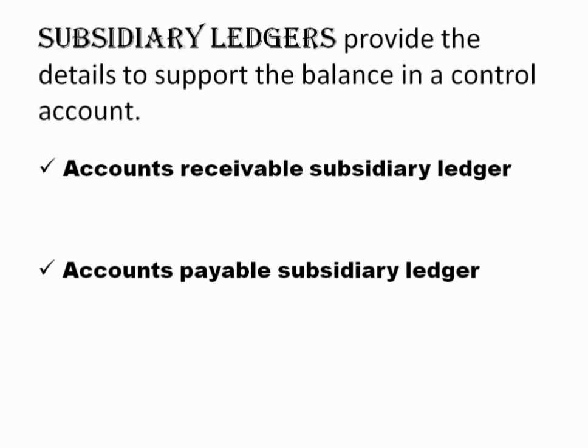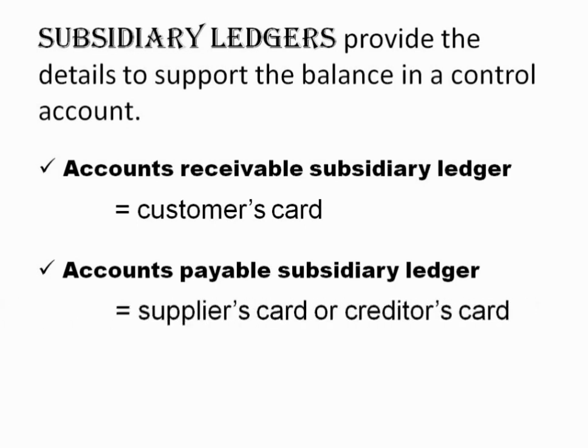An accounts receivable subsidiary ledger, also called a customer's card, is maintained for each customer of a business enterprise. An accounts payable subsidiary ledger, also known as a supplier's card or creditor's card, is used for every supplier of the company. The accounts receivable control account in the general ledger can show the balance of the accounts receivable from all customers at a given time.